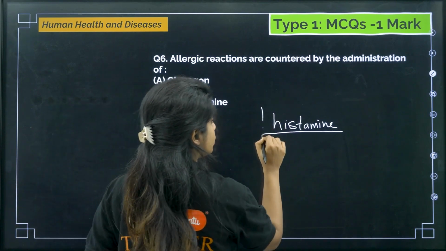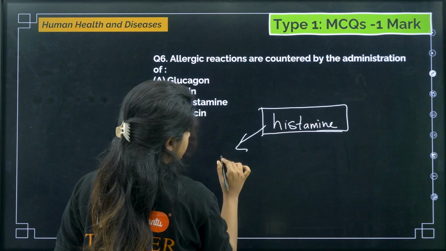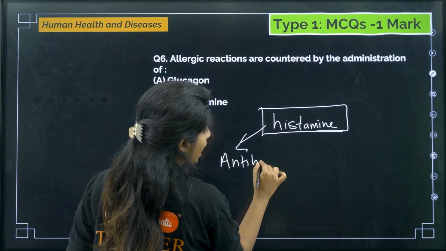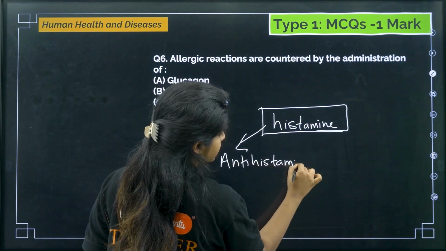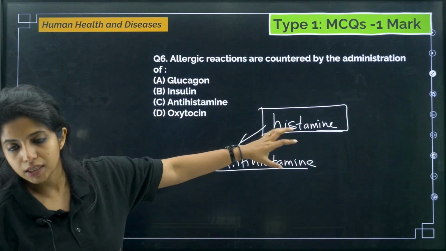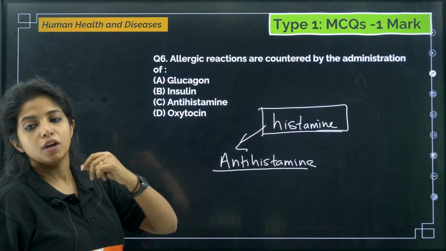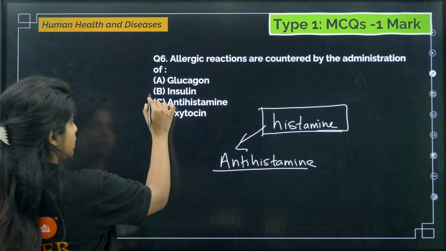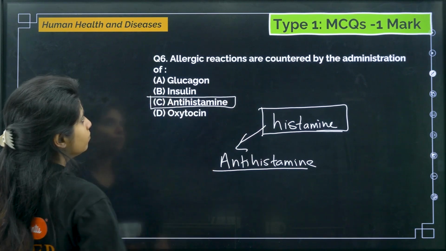Why do they say like that? Because cetirizine is antihistamine, children. It has antihistaminic properties. It will combat the effect of this, and hence my allergic responses will be going down. So at this point of time, I need antihistamine. This is the correct answer.